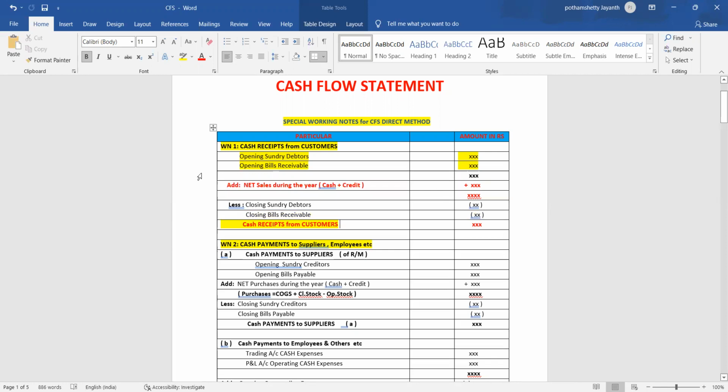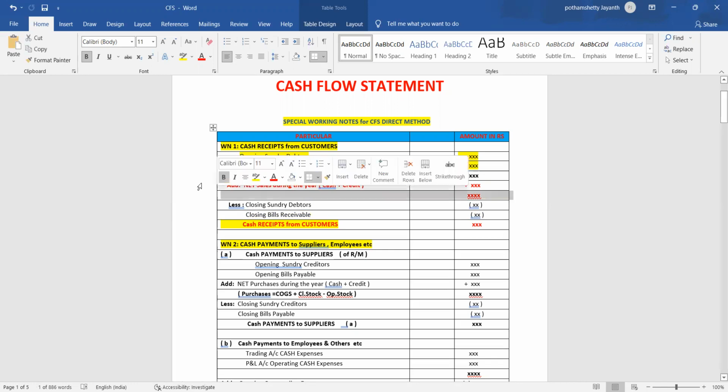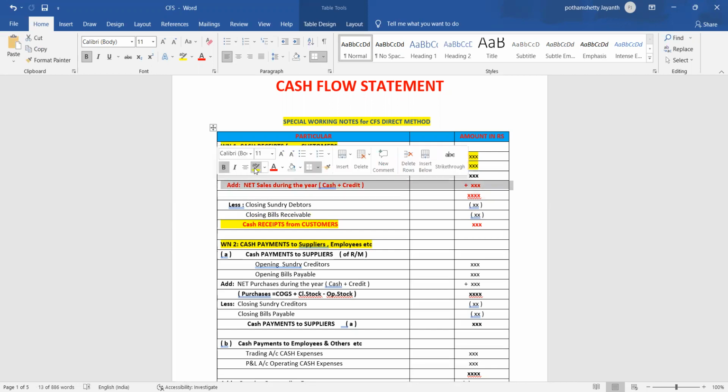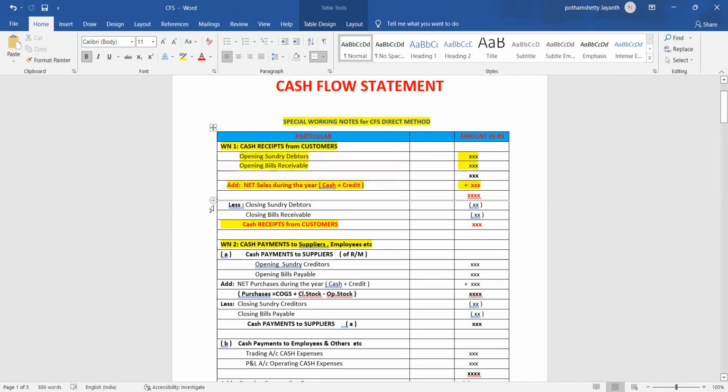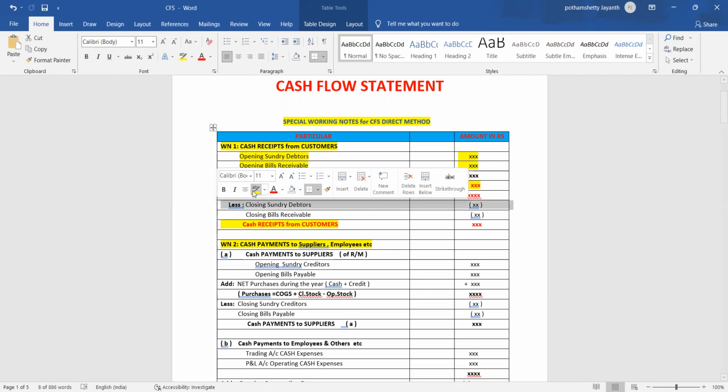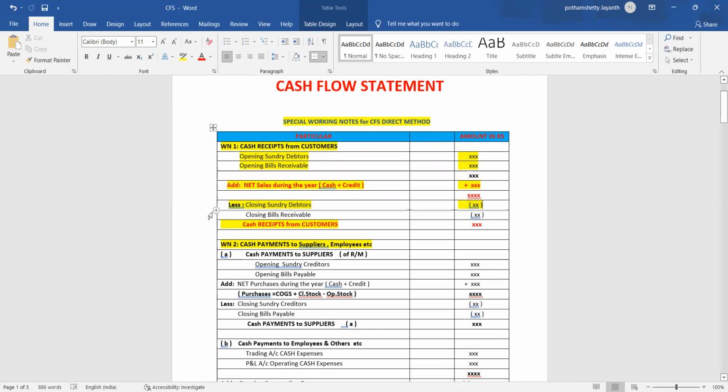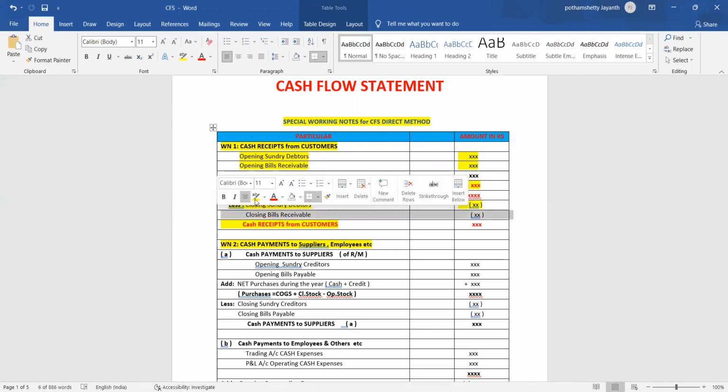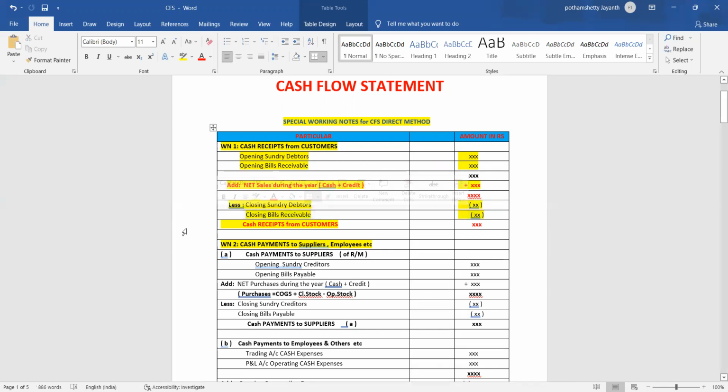First opening sundry debtors plus opening bills receivable. To that sales during the year. Both cash and credit sales you need to take. From the total, deduct closing sundry debtors and closing bills receivable. Sir, in question if anything is not given, please ignore that value.